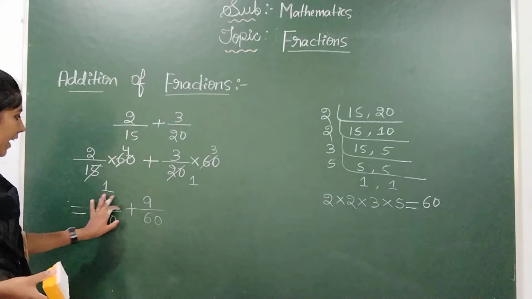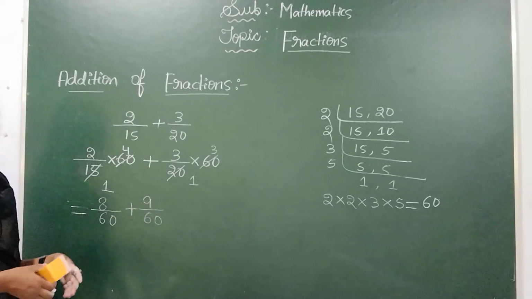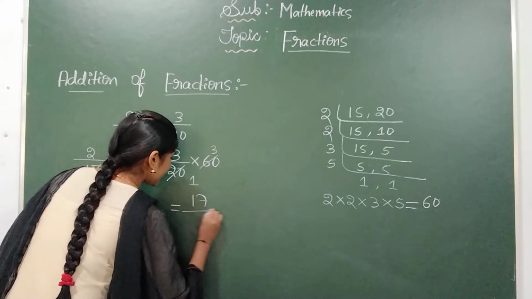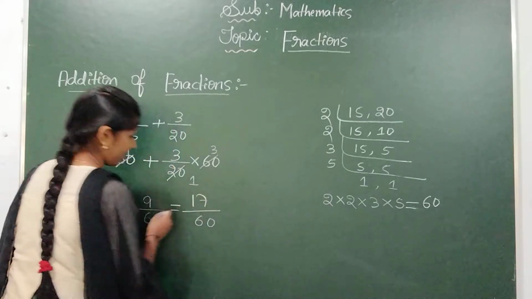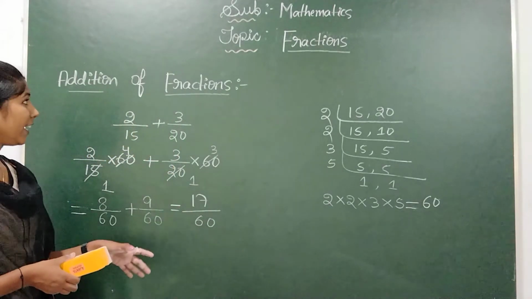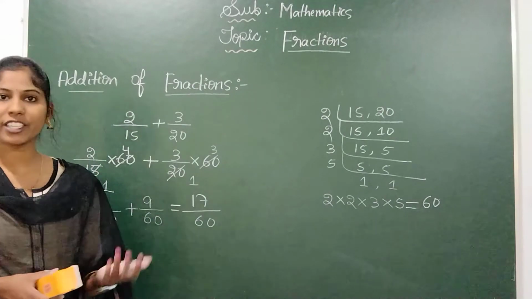So this is 8 plus 9. What is 8 plus 9? 17. 17 divided by 60. It is the answer. This is about the addition of fractions.